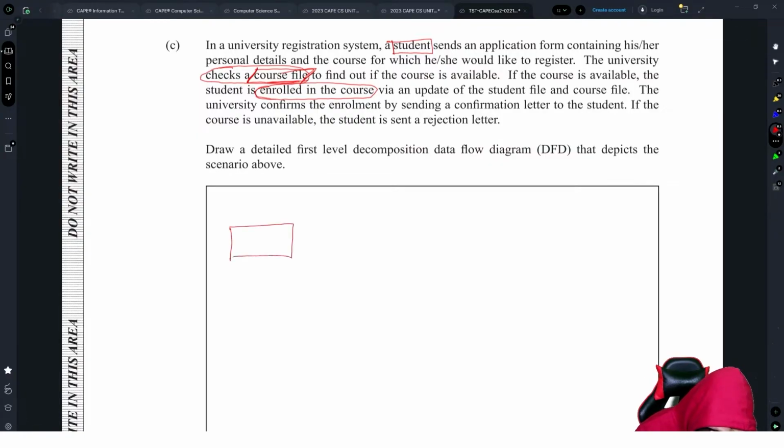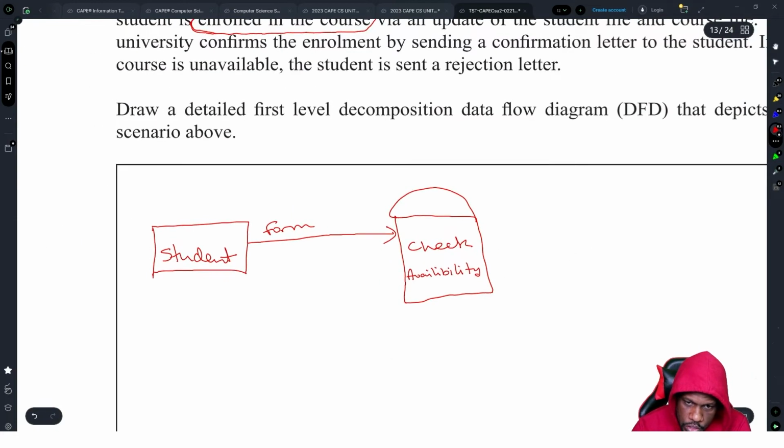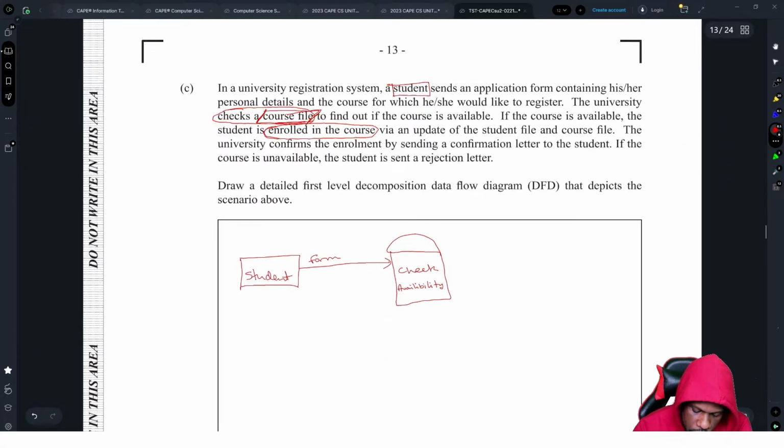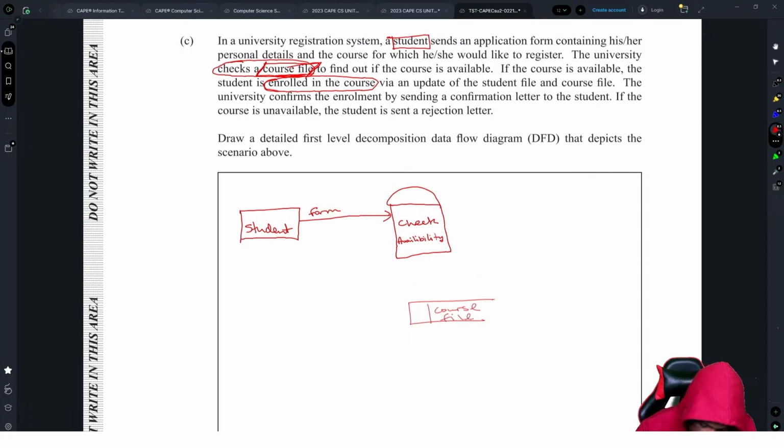Student sends application form. We'll just call this form. They send the form into a check of availability, check course or something. So we have it right here. Checks a course file. So check for course. Check availability. Where do you check for the availability? You check it from the course file. Where do we put the course file? We put it underneath here. We'll name it course file. The course file will send you the information about the course, the course details.